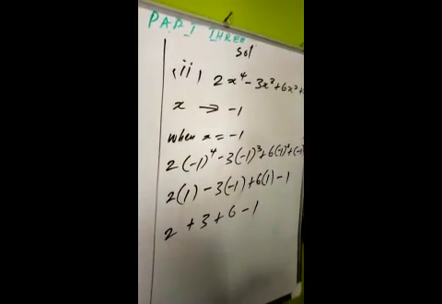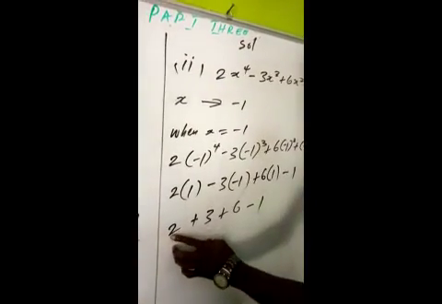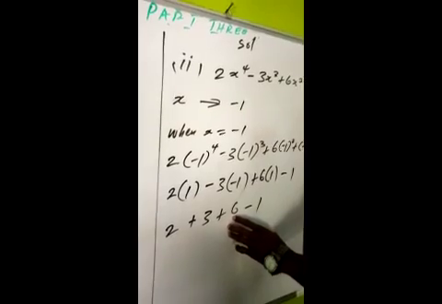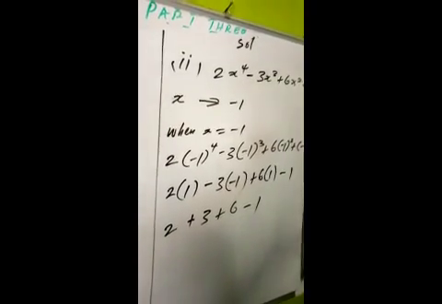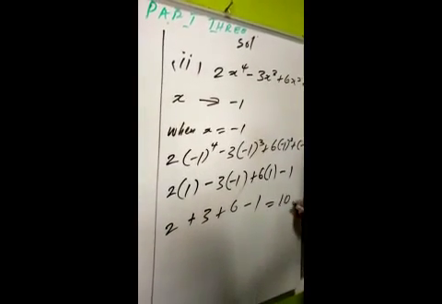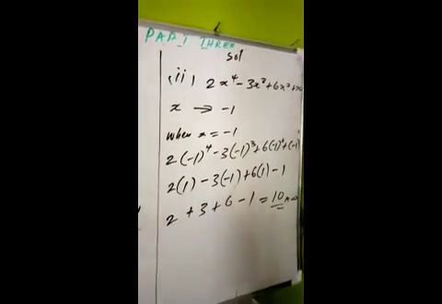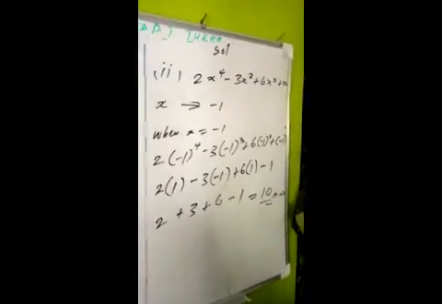Then from this point now, we have it. This plus this is 5. Then plus this one, 11 minus 1 is 10. So which is 10. This is the answer for this. So that is for number 1, that is number 2. Then coming to number 3.